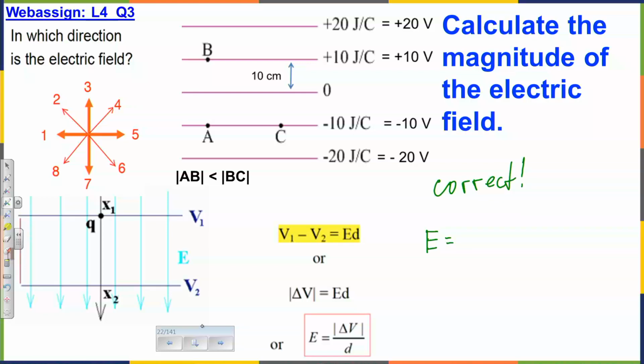Equals delta V over distance. Delta V is 20 volts, distance is 20 centimeters, 0.2 meters, so 100 volts over a meter.